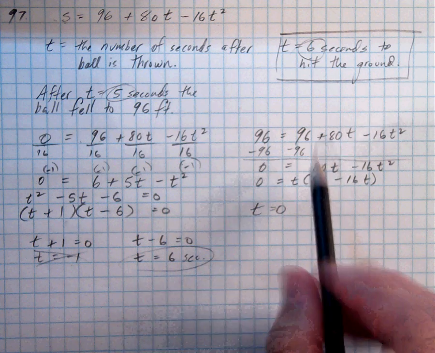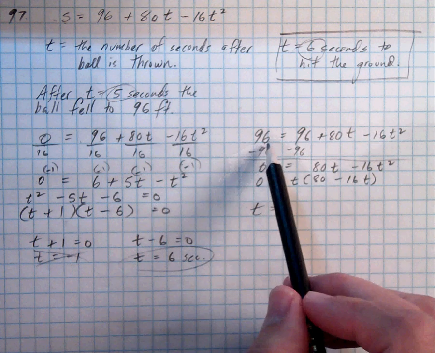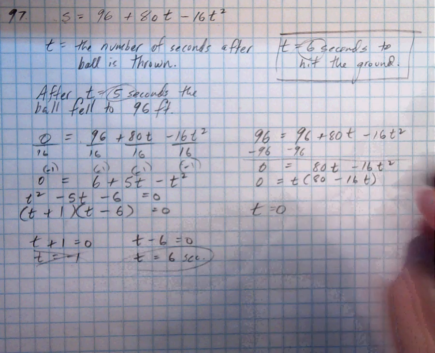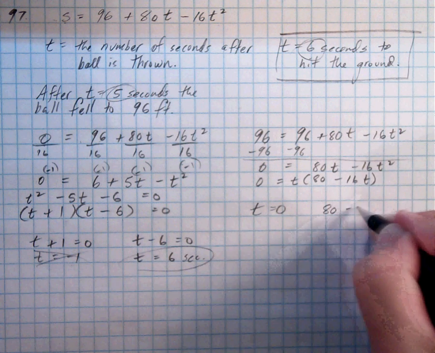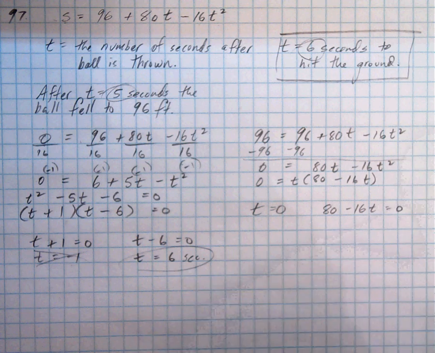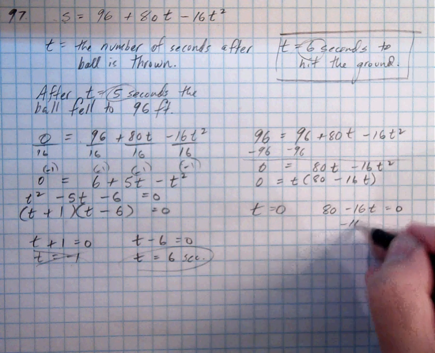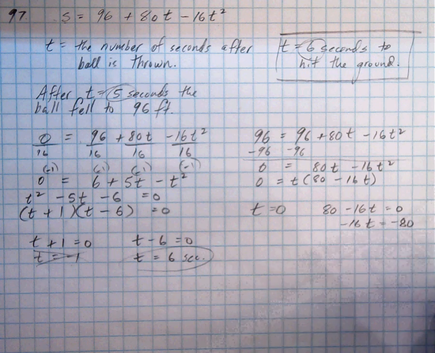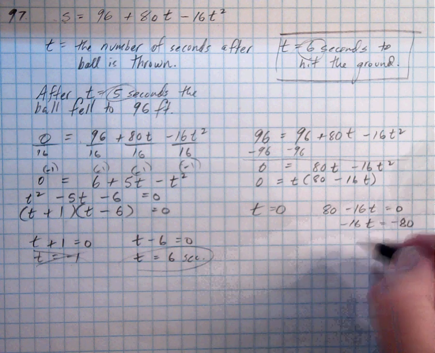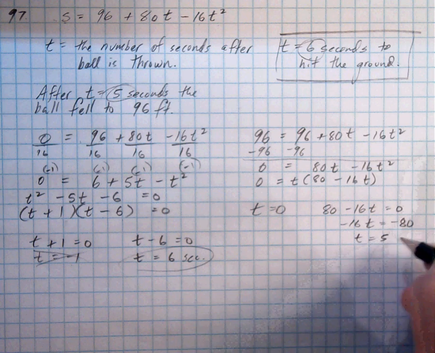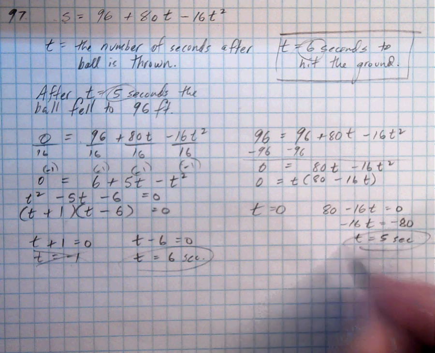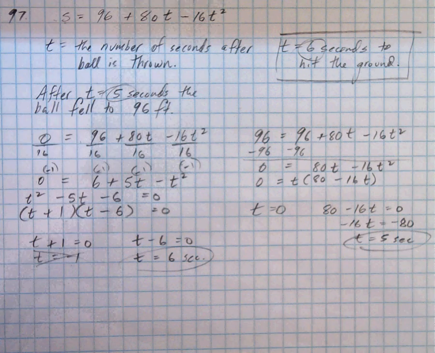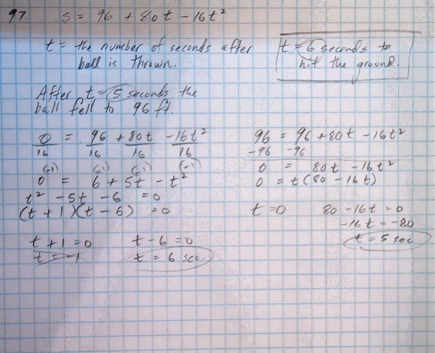We want to know when it is at the height of the building on its way back down. So that's going to come from this: 80 minus 16t equals 0. So negative 16t equals negative 80. And if I divide negative 16 into negative 80, I believe I get 5. So that's the answer I'm interested in. Alright, so that was problem 97.